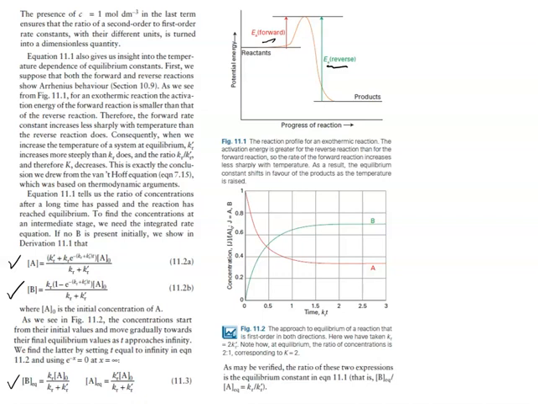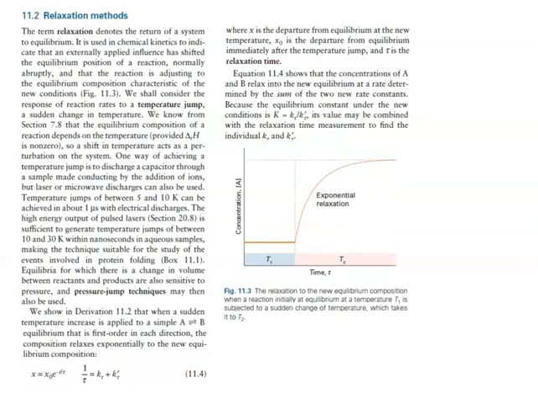If we take a look at figure 11.2, we can see the approach to equilibrium of a reaction that is first order in both directions, and here we have taken K equals 2K prime as for the example. Now, note at equilibrium, the ratio of concentrations is 2 to 1, which corresponds to big K equals 2. Now, having wrapped this up, let's move on to relaxation methods.